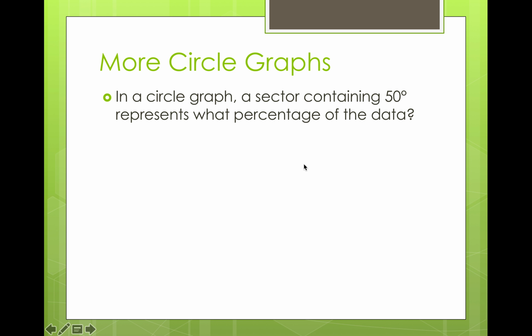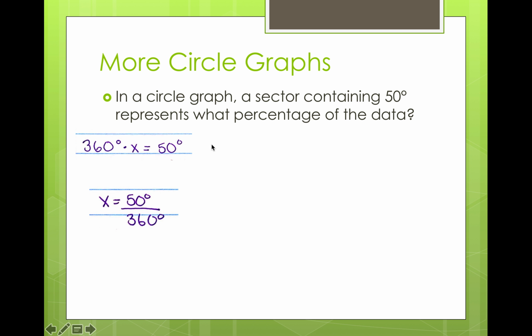Starting with a new circle graph, so not the same one we just were looking at. Let's say a sector is 50 degrees. We want to know what percent of the data that is. So there are 2 ways to think about this. The first is to set up this algebraic equation. So a whole circle is 360 degrees. 360 degrees times my percent is going to give me my 50 degrees. And then I'm going to solve that.